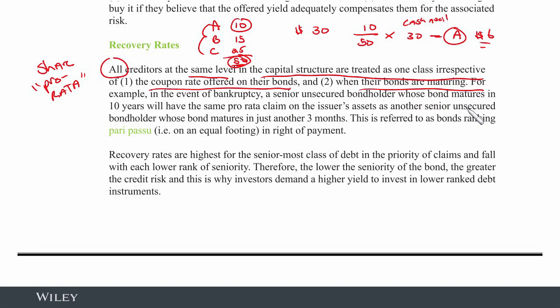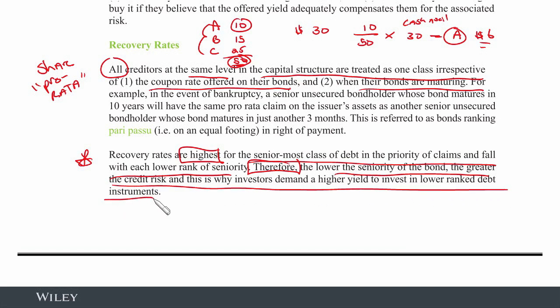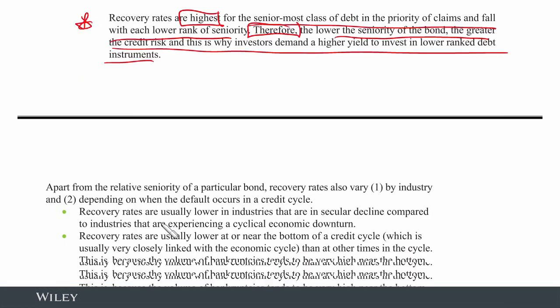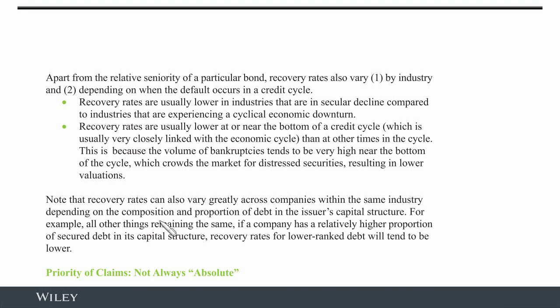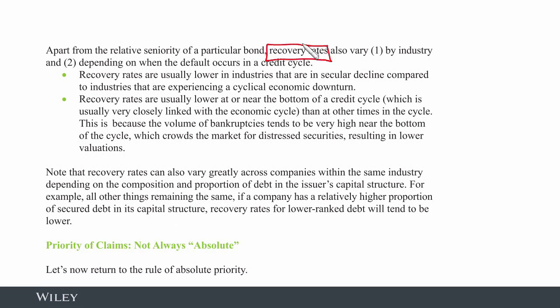Now, recovery rates are generally the highest for the senior most class in the priority of claims. The recovery rate falls as you get lower and lower in the ranking of the security. So what does this all culminate in? The lower the seniority of the bond, the greater the credit risk, and that's why you demand that higher yield to compensate you for that additional risk you're assuming. Recovery rates, in the event of a default, doesn't mean you're definitely out of luck. You could get some money. You may not get all your money, but you may not walk away with zero either.